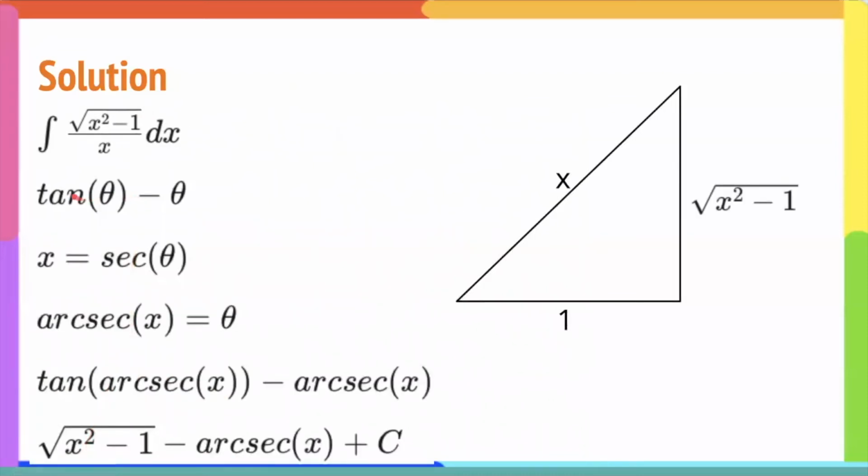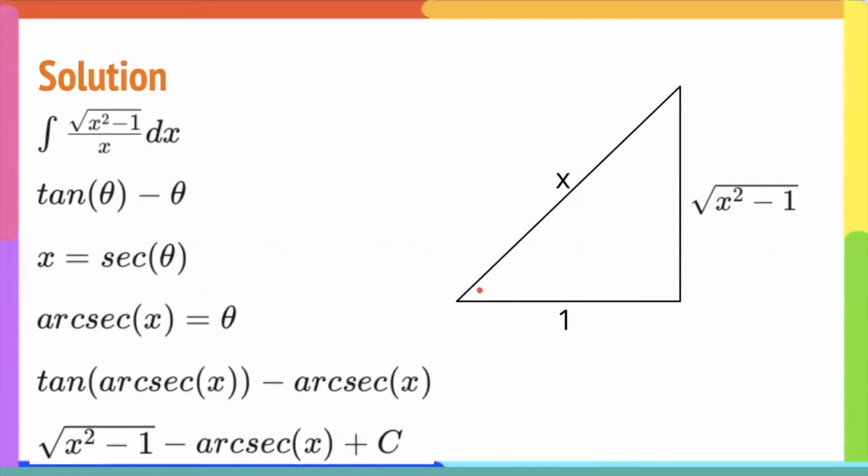All right, so now we need to change all of the thetas to x's. So x equals secant of theta, so arc secant of x is equal to theta. So we plug that in. And to simplify this, we draw a right triangle where the hypotenuse is x and the adjacent side is 1. So this angle right over here is arc secant of x.